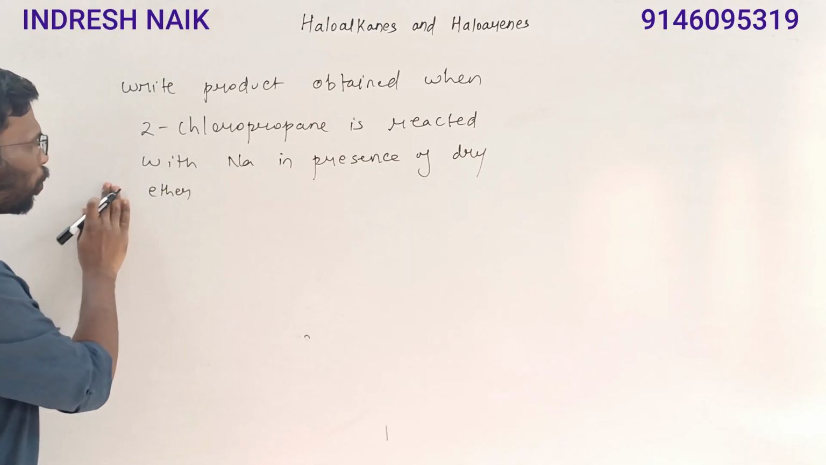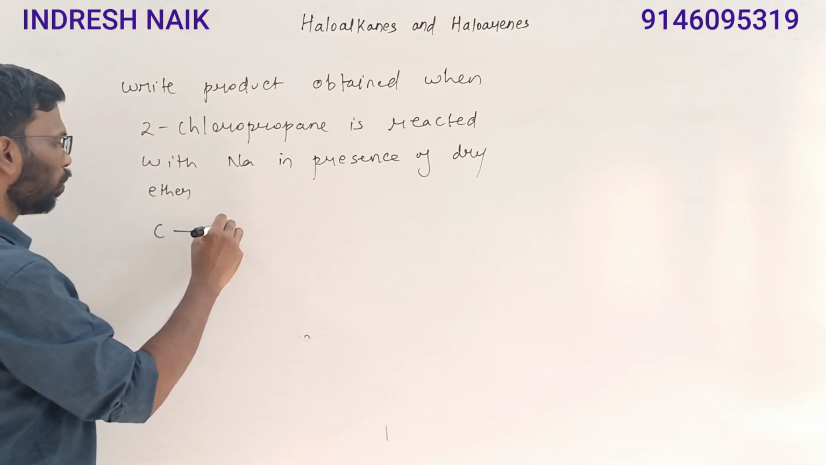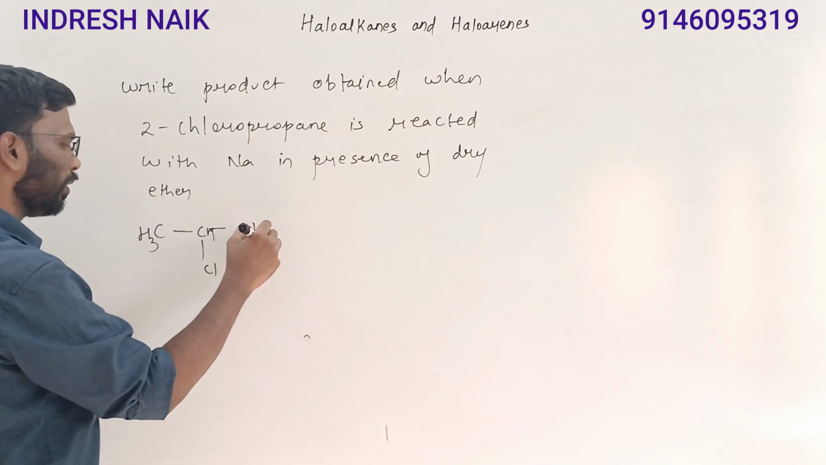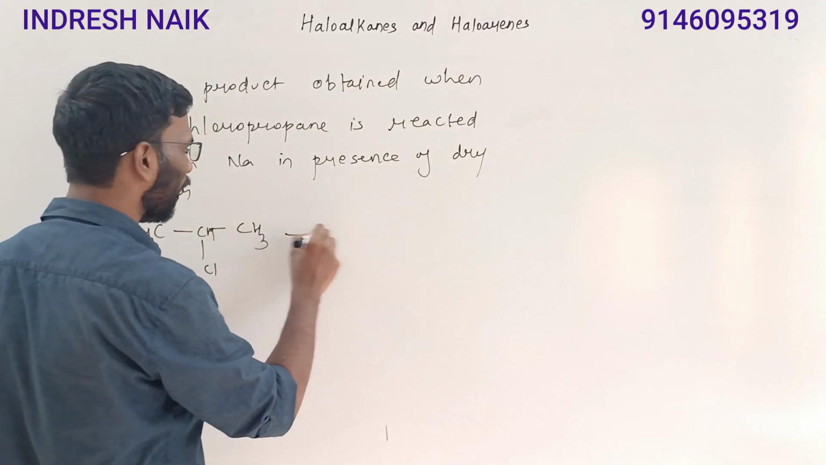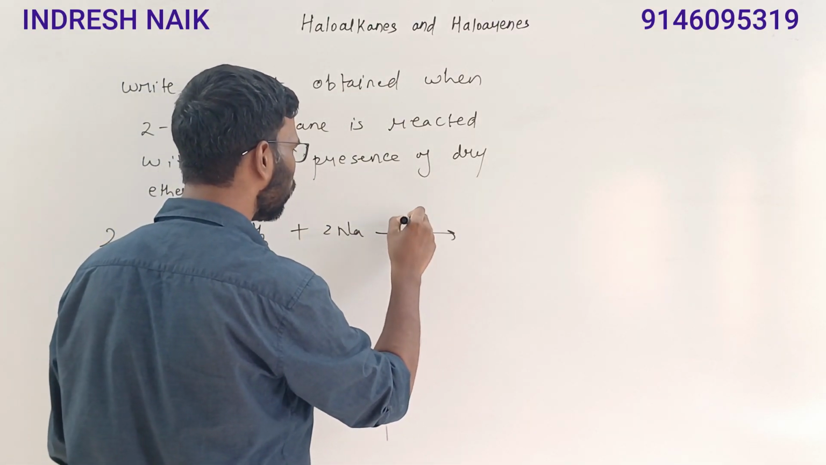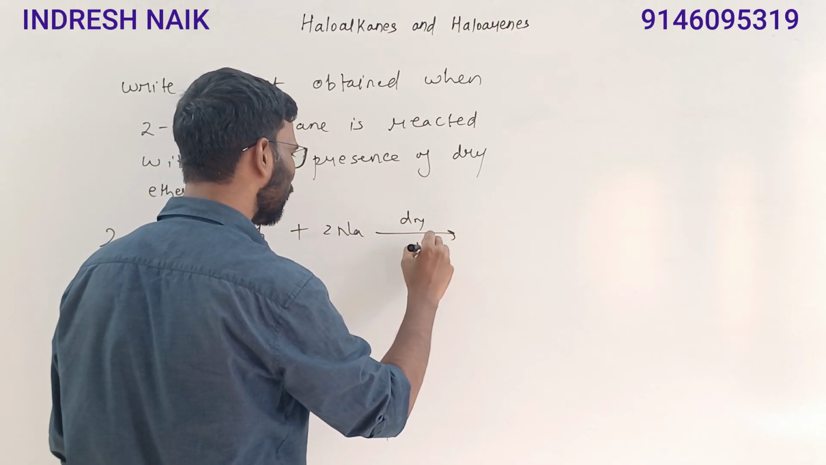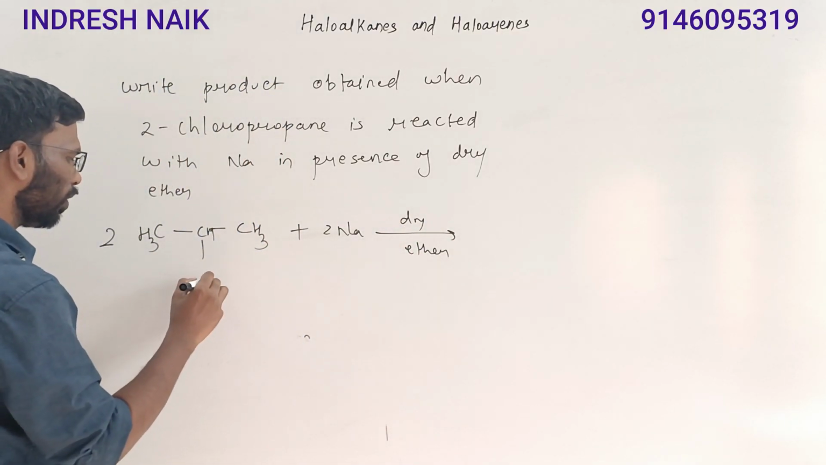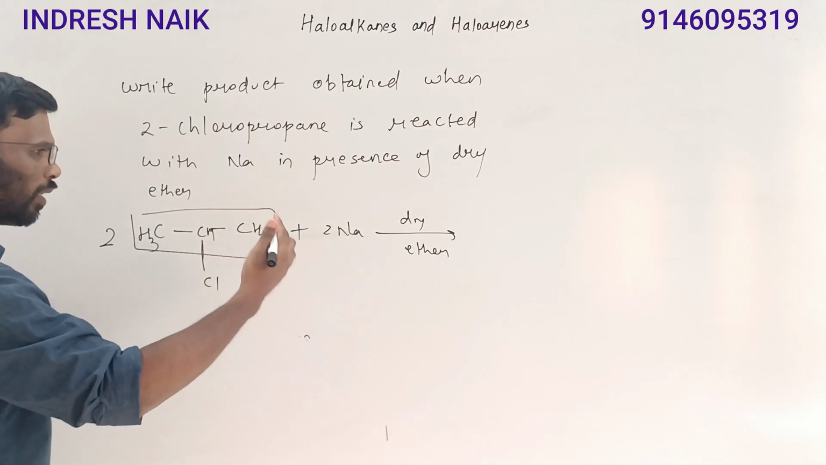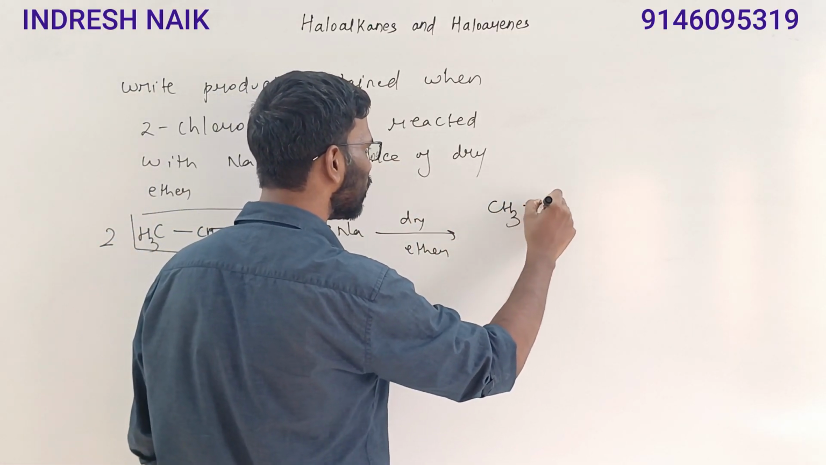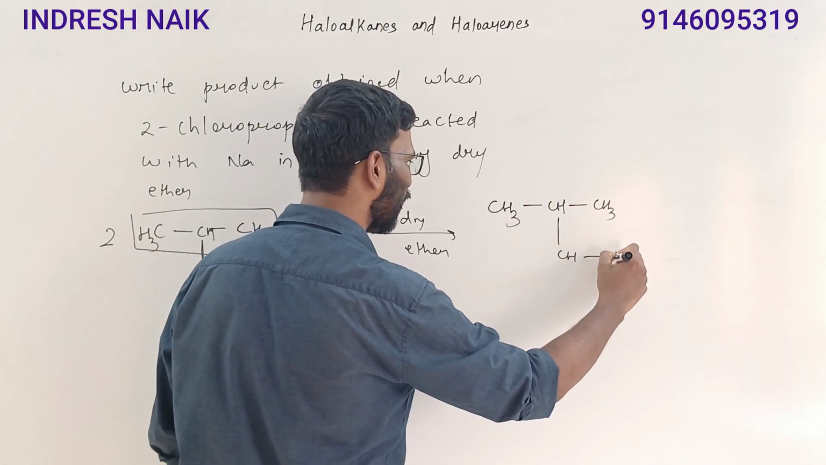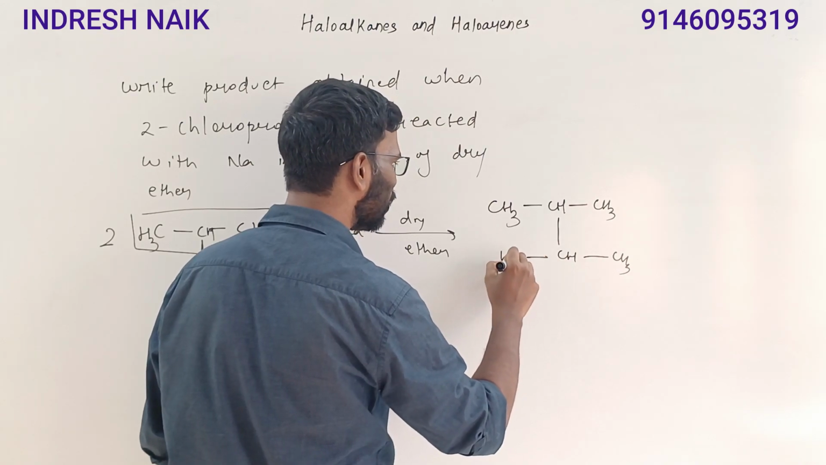Now for example, 2-chloropropane, how does it look? 1, 2, 3. Here is the chloro, here it is CH3, H and CH3. You take this 2 moles and react this with 2 moles of sodium in the presence of dry ether. What is the rule? This is a Cl, you will remove this. So one R will connect with another R. Means over here, CH3, CH, CH3. From here, another R will be getting connected from the halide which is there.